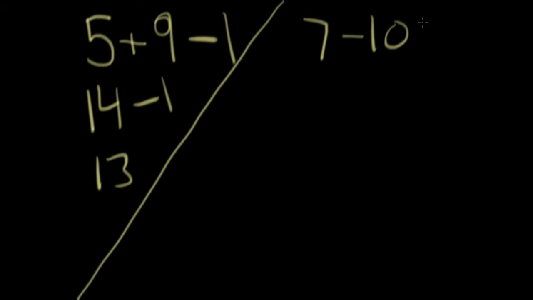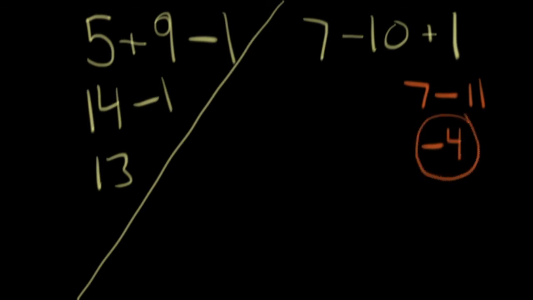7 minus 10 plus 1. Now quickly, what did you do first? Did you do the 7 minus 10 or did you do the 10 plus 1? I'm going to guess you did the 10 plus 1 first. If you did, it would look like this, wouldn't it? 7 minus 11. Well, we just learned how to do this, didn't we? 7 minus 11 would be minus 4.